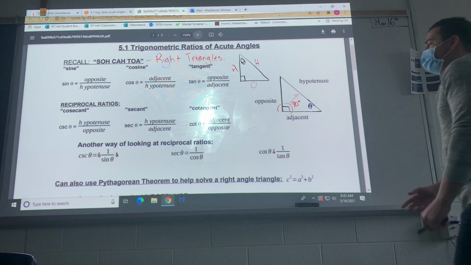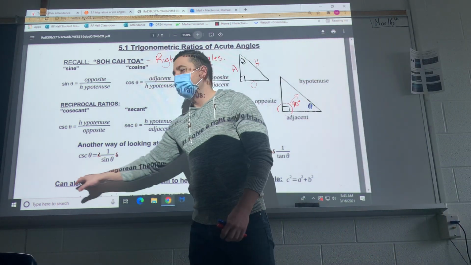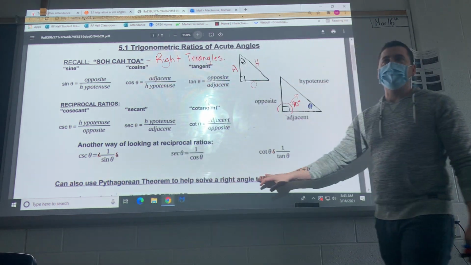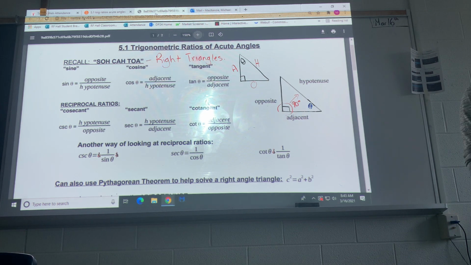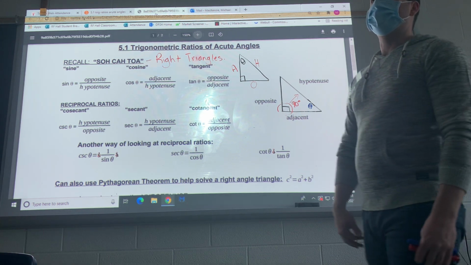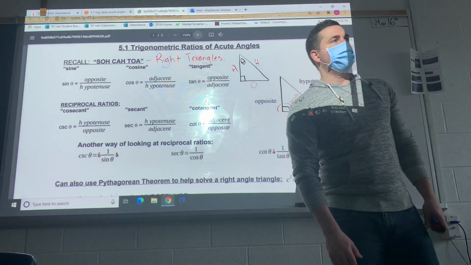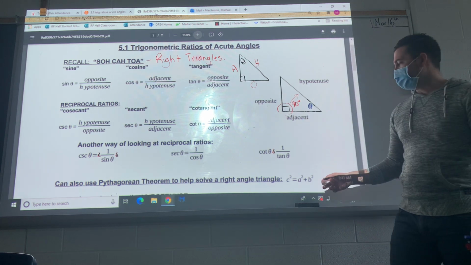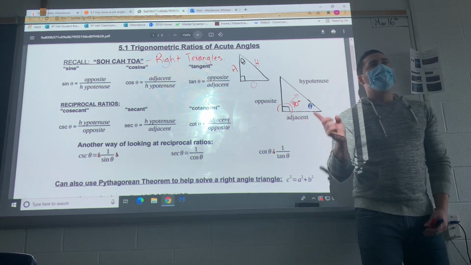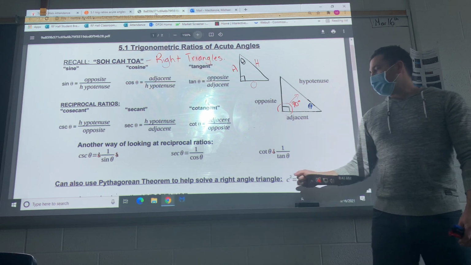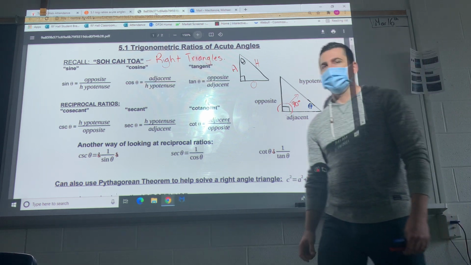And lastly, remember that you learned in grade 8, 9, and 10, anytime you have two sides and you're looking for a third side, we use the Pythagorean theorem. So anytime you are given two sides and you're looking for a third side, we could use the Pythagorean theorem.